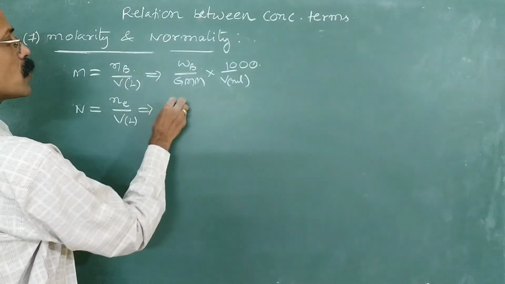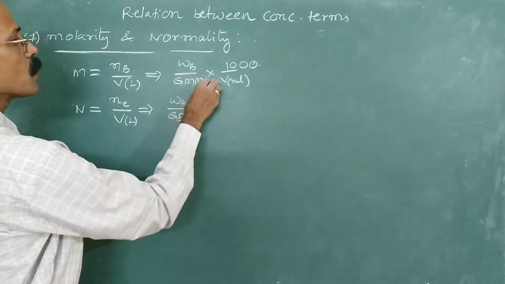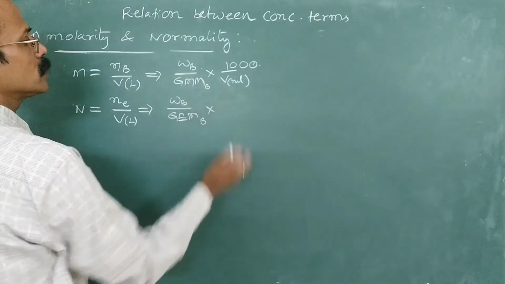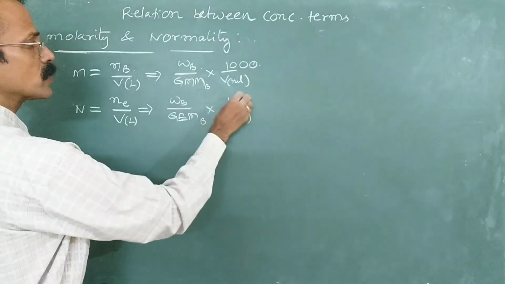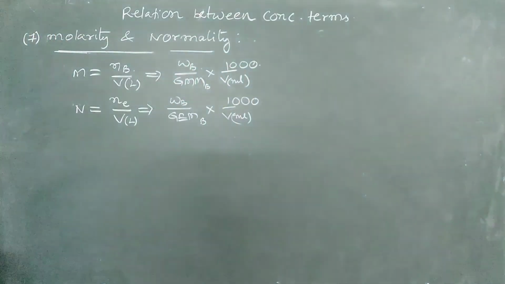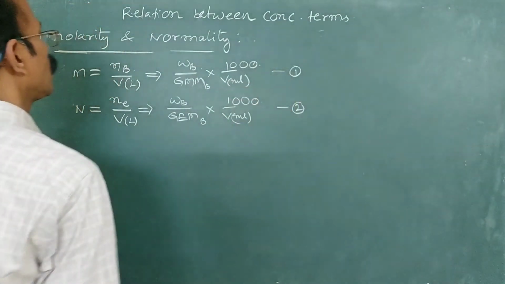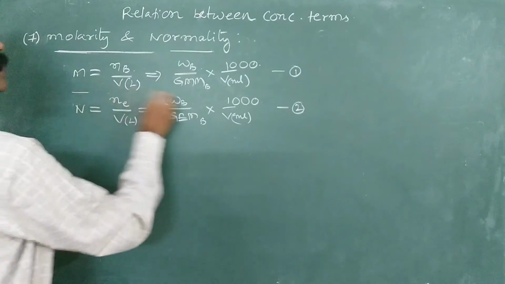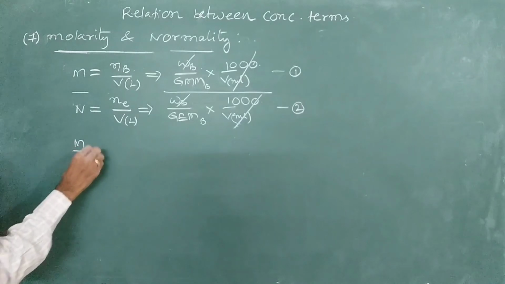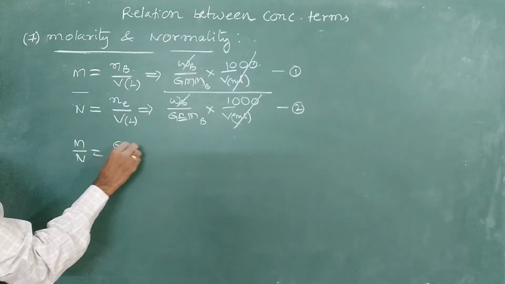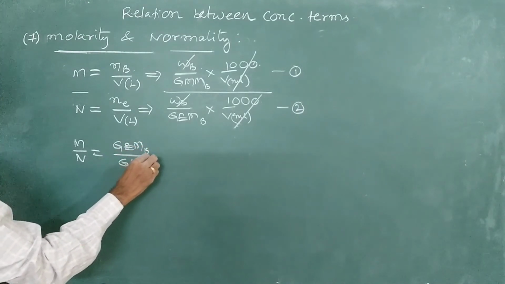Okay, and normality is equal to number of gram equivalents divided by volume of the solution in liters, and number of equivalents is equal to what? Mass of solute by gram equivalent mass of solute, okay, into 1 by the milliliters divided by 1000. Okay, so this is the formula of normality. So let us say this is equation 1, this is equation 2. Okay, divide equation 1 with equation 2. Okay, molarity by normality is equal to gram equivalent mass of solute divided by gram molar mass of solute.